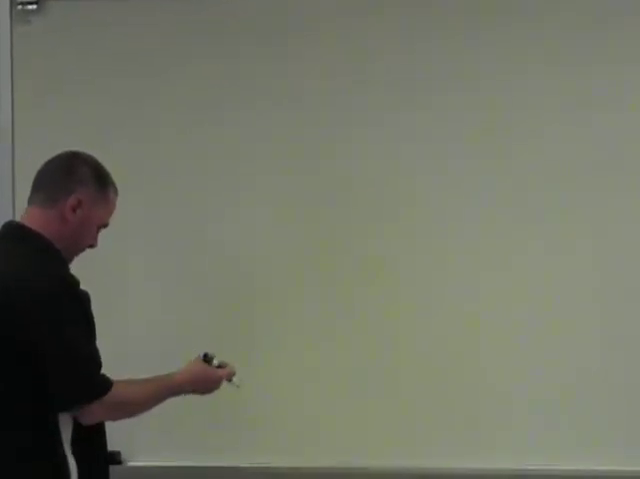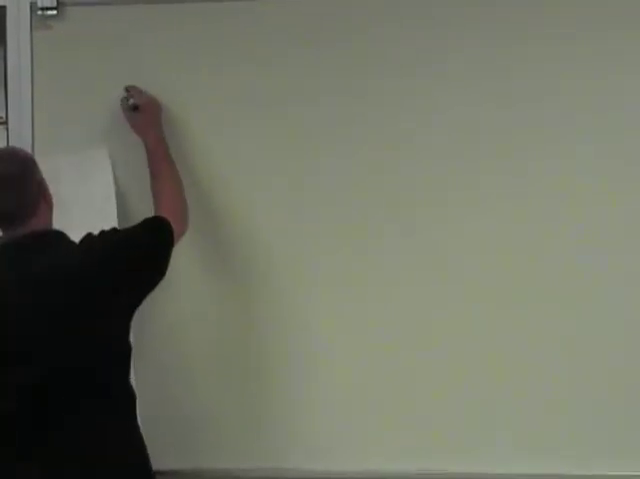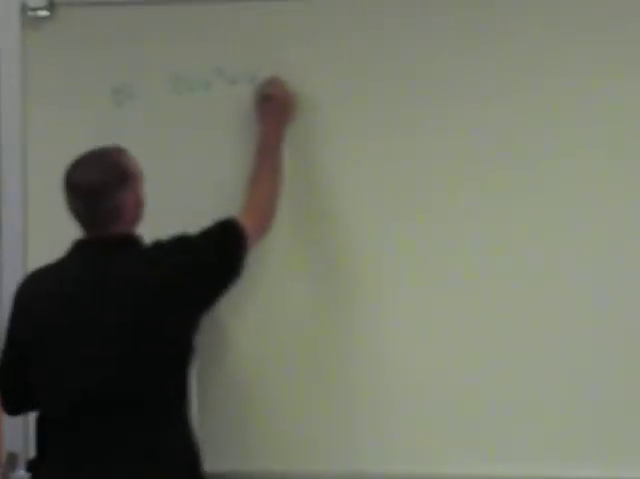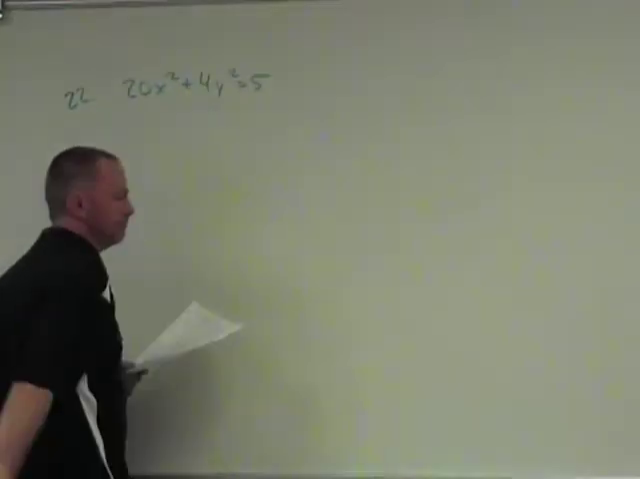Alright. Let's do a difficult one. I'll give you the hardest one I can find. Yes. This is the hardest one I can find. Now, you may think another one's more difficult, but this is up there, okay? This is number 22. 20x squared plus 4y squared equals 5.